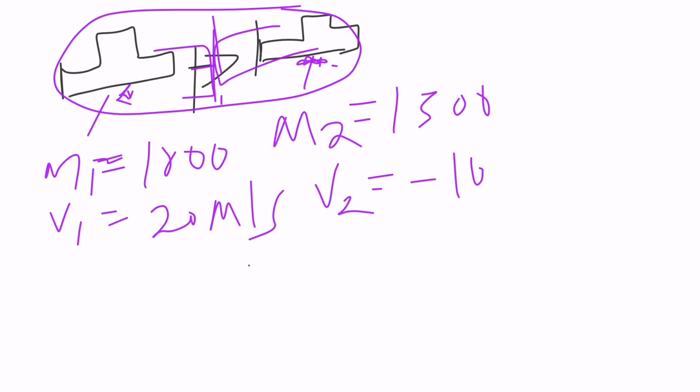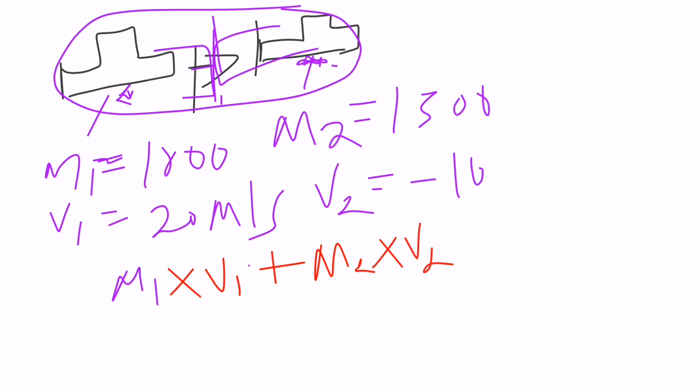Yes. So here we develop a formula: M1 times V1 plus M2 times V2 is equal to the resultant momentum, which is also M times V. That is the resultant momentum. So there you write the formula, right? Because this is the resultant momentum here.